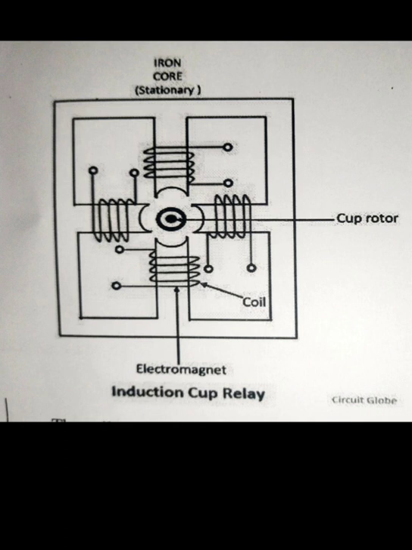The coil which is wound on the electromagnet generates a rotating magnetic field. Because it is a rotating magnetic field, current is induced inside the cup and thus the cup starts rotating. The direction of rotation of the cup is the same as that of the current and more torque is produced. The induction cup relay is compared to the shaded pole and the wattmeter type of relay. The relay has fast operation and the operating time is very small, approximately 0.01 second. That is overall for the electromagnetic relay.